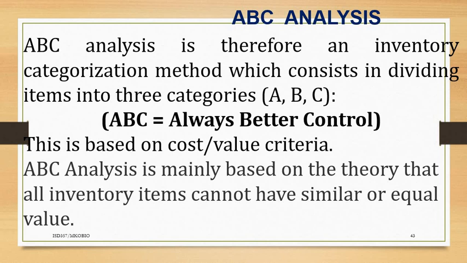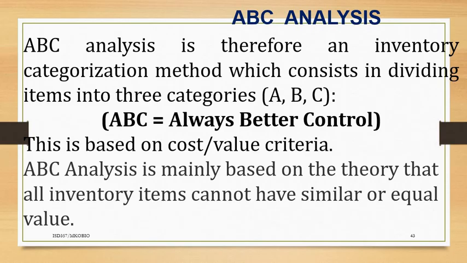You get it? So the ABC analysis is mainly based on the theory that all inventories cannot have similar or equal value. Of course, all inventories that you have as an organization or business don't have the same value. So you have to group them, categorize them in A, B, C to know the value for A, the value for B, the value for C, the revenue generation for A, B, and C.